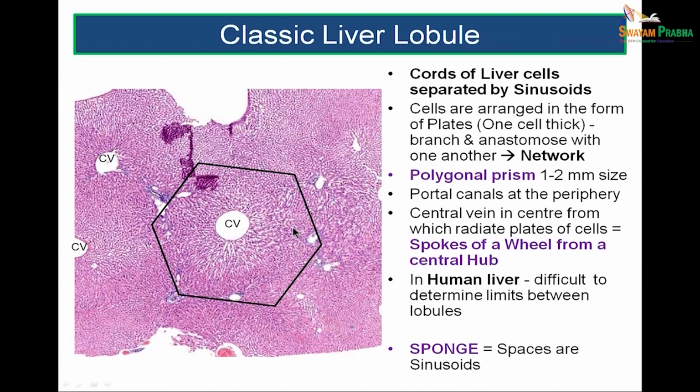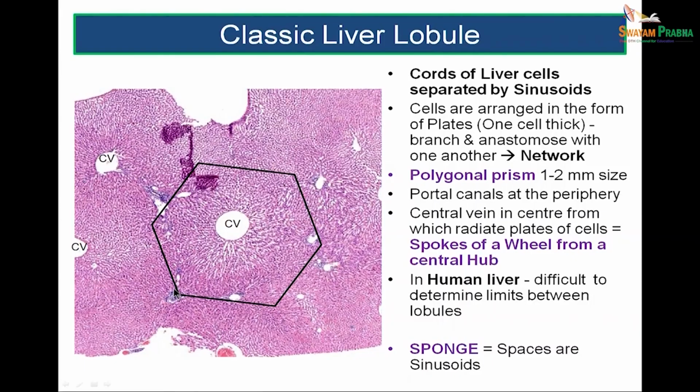Here we can see a slide of liver stained with hematoxylin and eosin in a low power view. You can see the central vein in the center here and cords of cells radiating out like spokes of a wheel hub, and the peripheral hexagonal shape showing you one hexagonal classical hepatic lobule demarcated. And you can notice here at the periphery of the lobule you get spaces containing vessels. These are the portal areas or the portal canals.